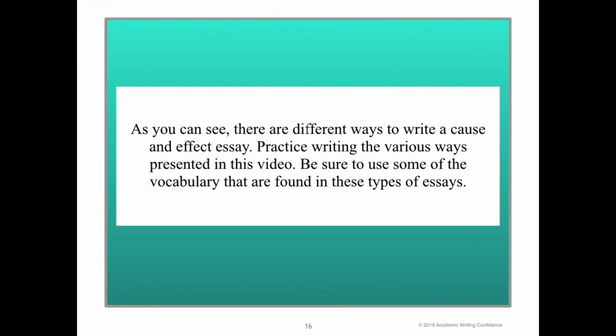As you can see, there are different ways to write a cause and effect essay. Practice writing the various ways presented in this video. Be sure to use some of the vocabulary that are found in these types of essays. And remember that this technique can be used within another type of essay as well as just a cause and effect essay. Happy writing!